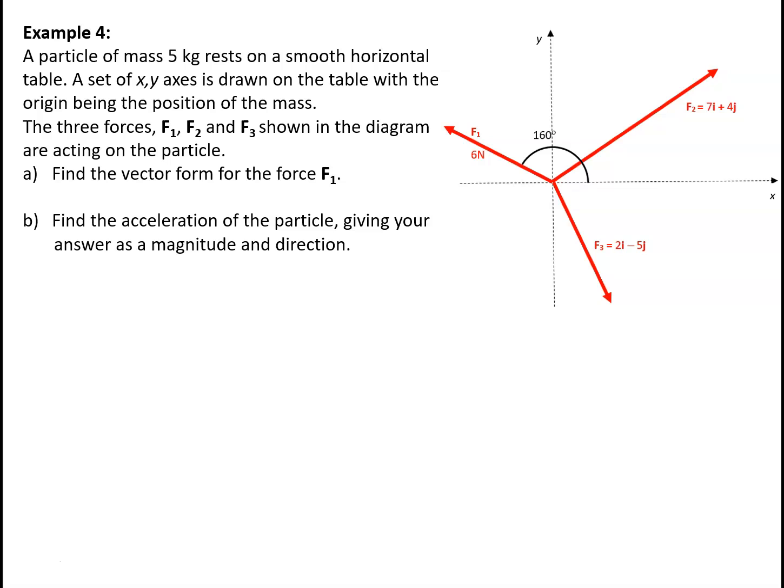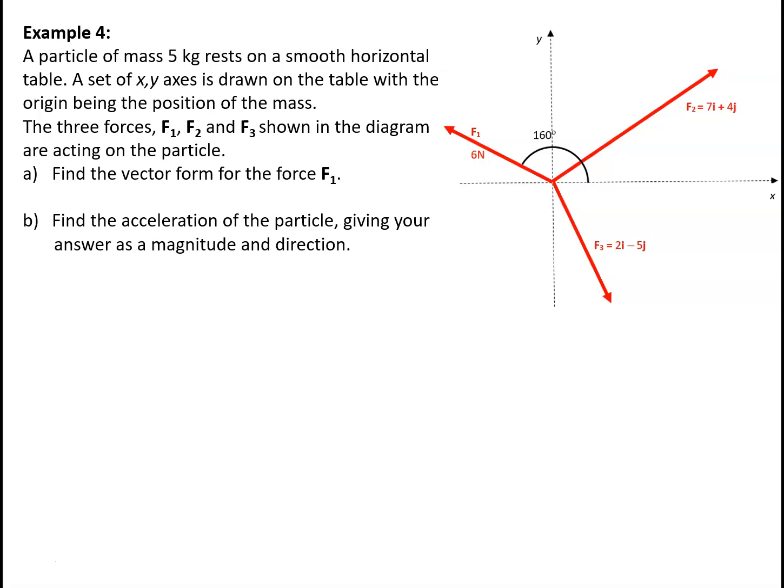Our final example, we've got a particle of mass 5 kilograms that rests on a smooth horizontal plane. A set of x and y axes is drawn on the table, with the origin being the position of the mass. The three forces F1, F2 and F3 shown in the diagram are acting on the particle. We've first of all got to find the vector form of the force F1, and having found that, we've got to find the acceleration of the particle, giving the answer as a magnitude and a direction.